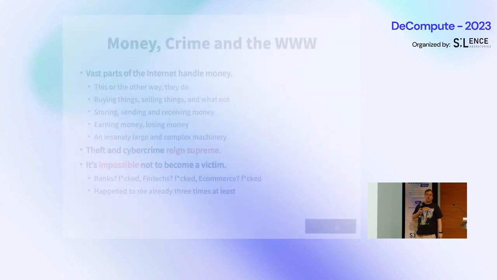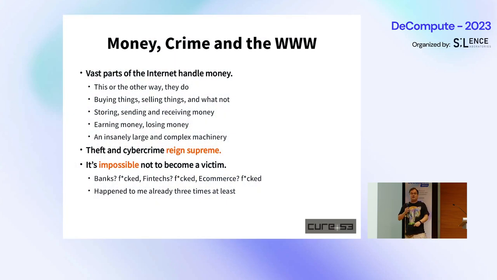So let's talk about, for example, money and crime and the World Wide Web, as we saw it back then and as we still see it today. Large parts of the internet and the WWW handle money, of course, one way or another. We can buy things, sell things, auction things, store money, send money, receive money, earn money, lose money. It's all about money. The whole advertising industry is all about money, and vast parts of the World Wide Web have to do with making or losing money.